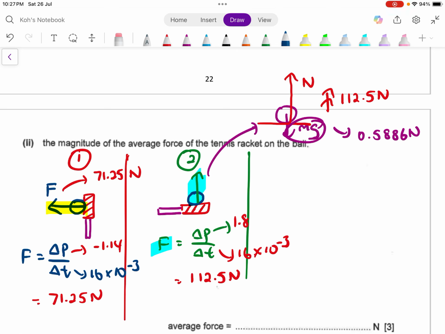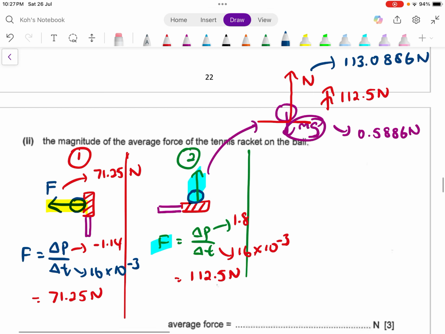So what is the so-called contact force of the racket on the tennis ball? It's just N minus 0.5886 equal to 112.5. So it's as good as saying 112.5 plus 0.5886. So it's about 113.0886 Newton. Okay, so these are the two forces.